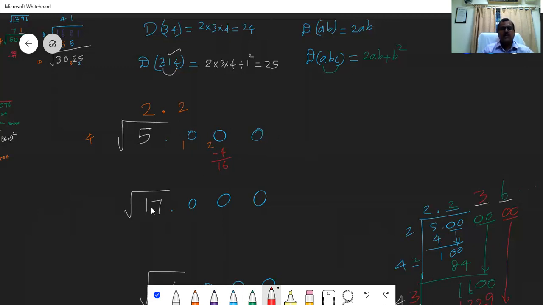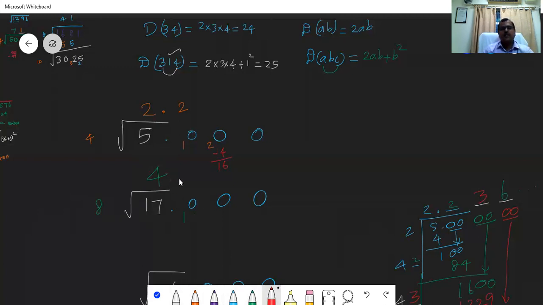Now listen with the 17. What is your first part? For 17, what is your nearest square root? 4 4s are 16. Balance 1. You have to say balance 10, don't say 1. Balance 10. Twice the 4 is 8. How many 8s are there in 10?